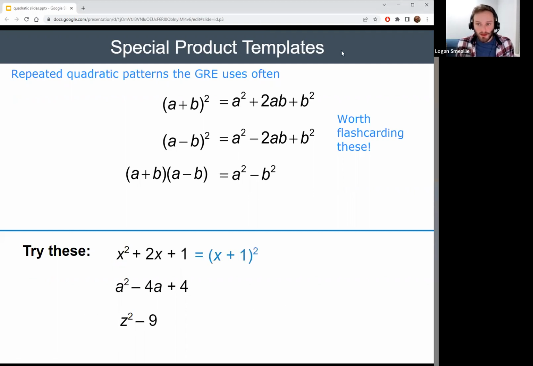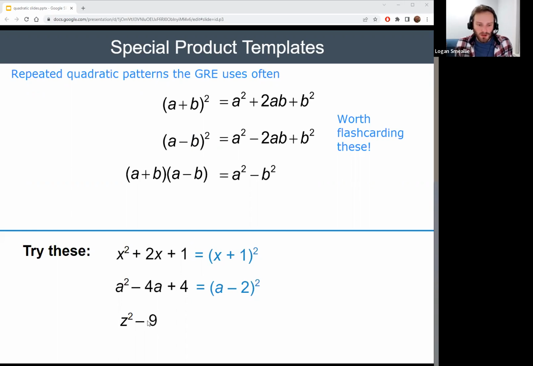If you try to reverse FOIL this using the process we use, you will find a minus 2 squared. This is an example of this one here, where our a is a and our b is negative 2.